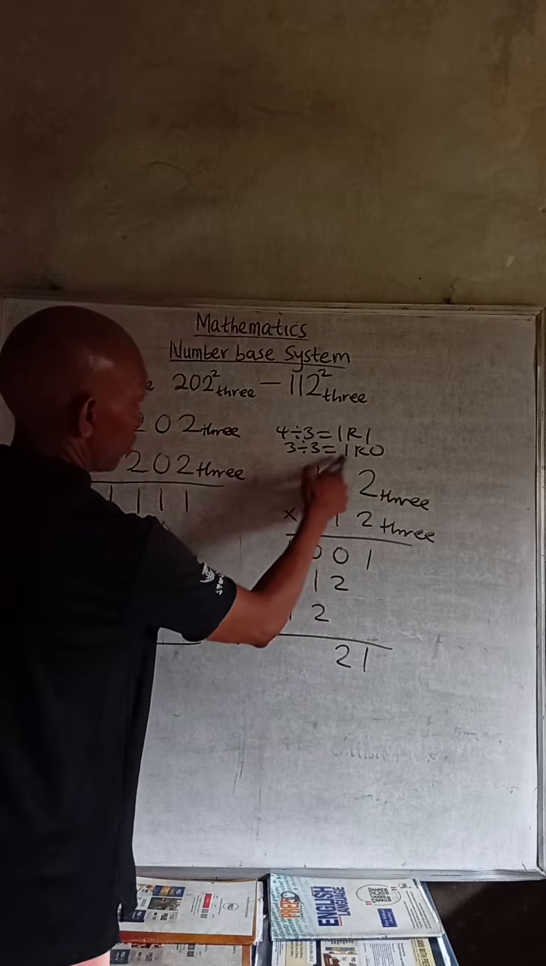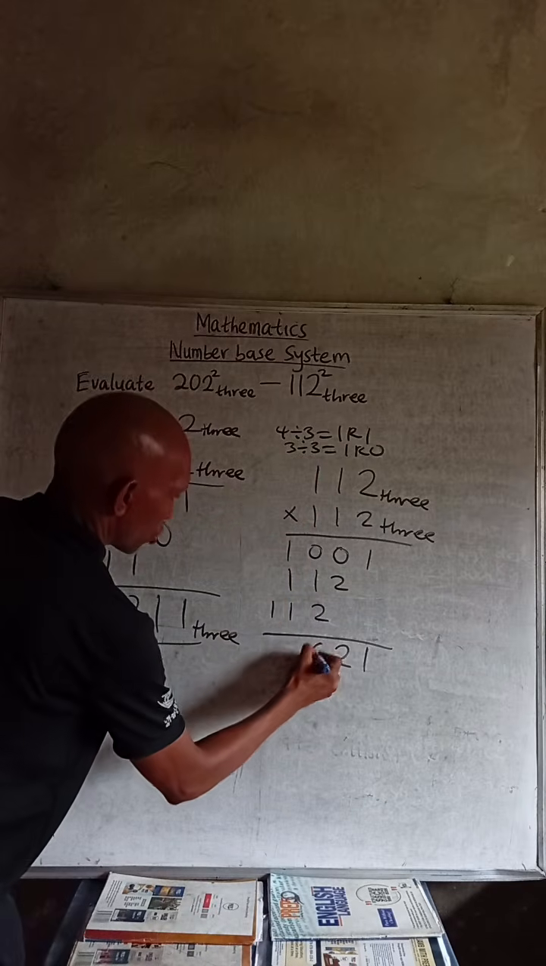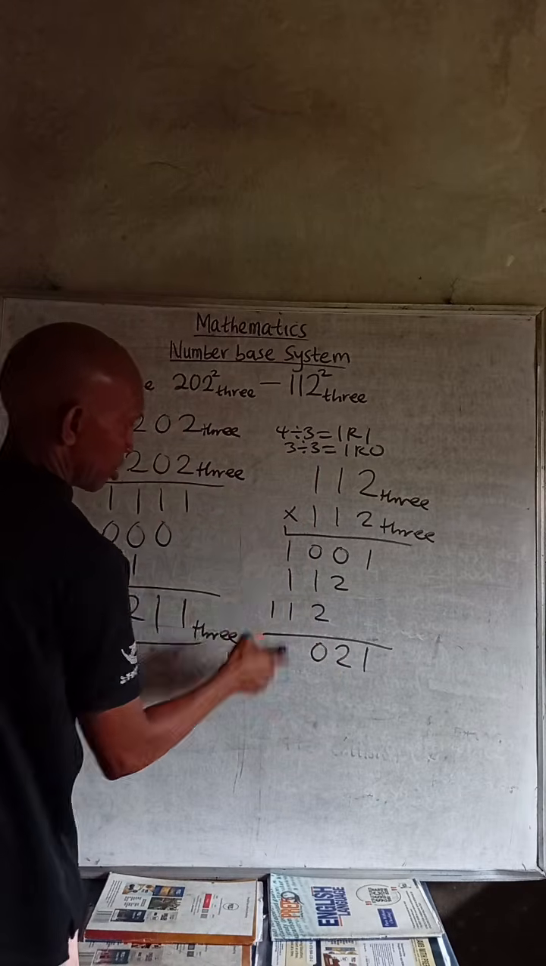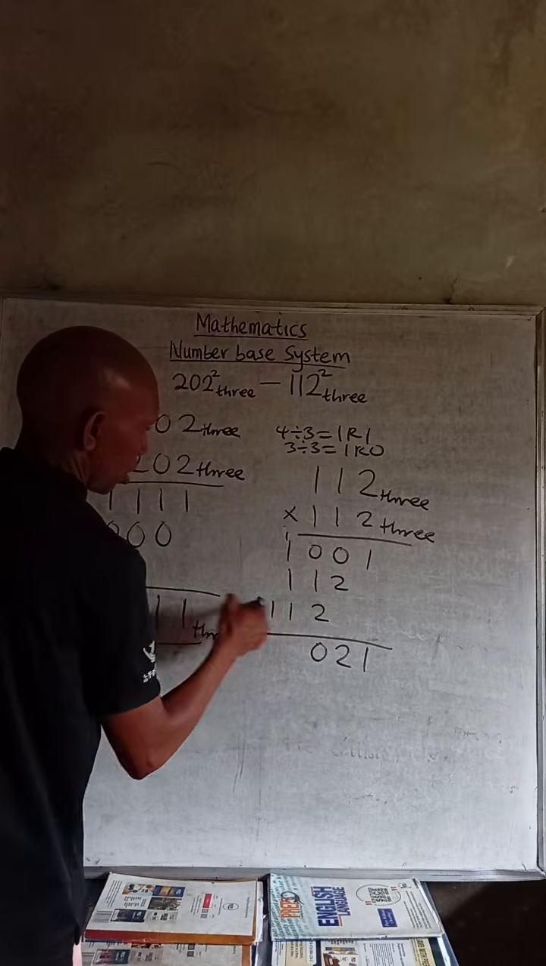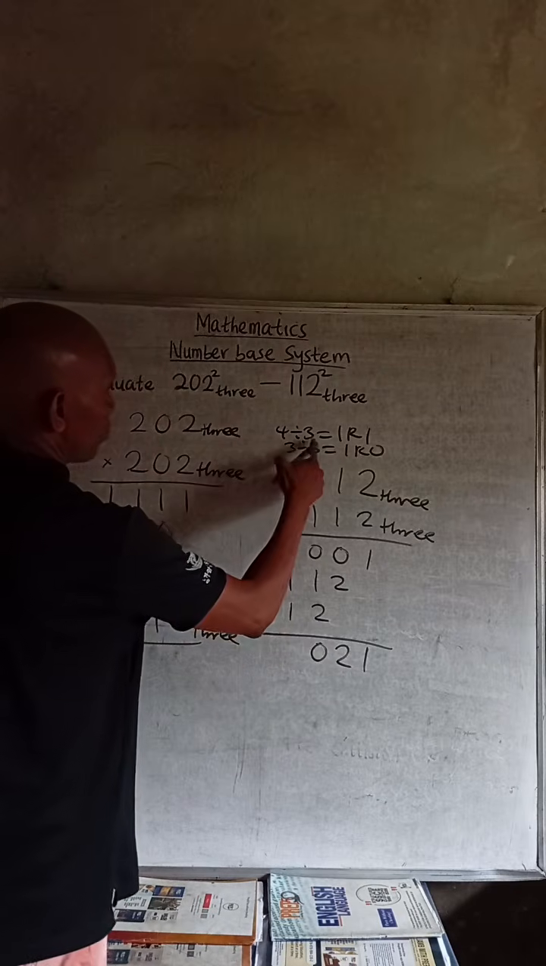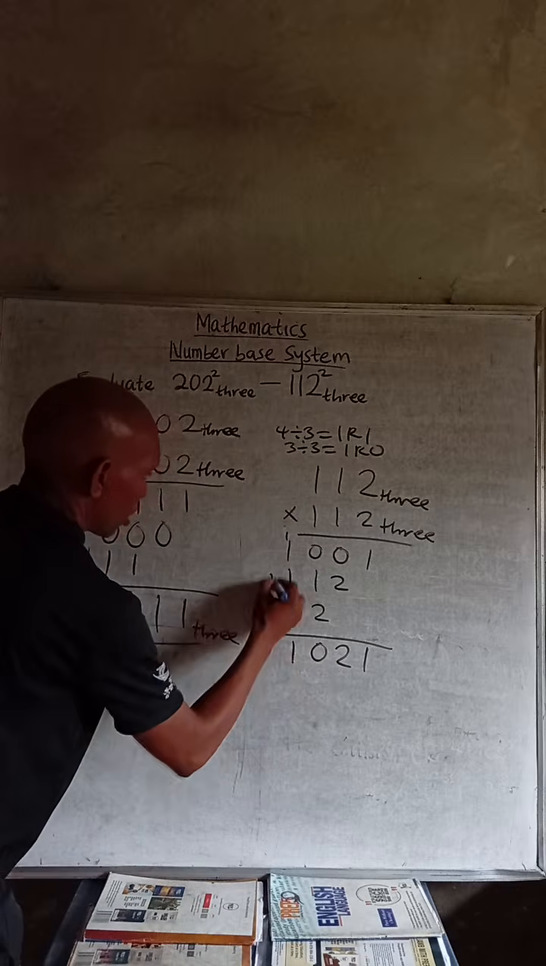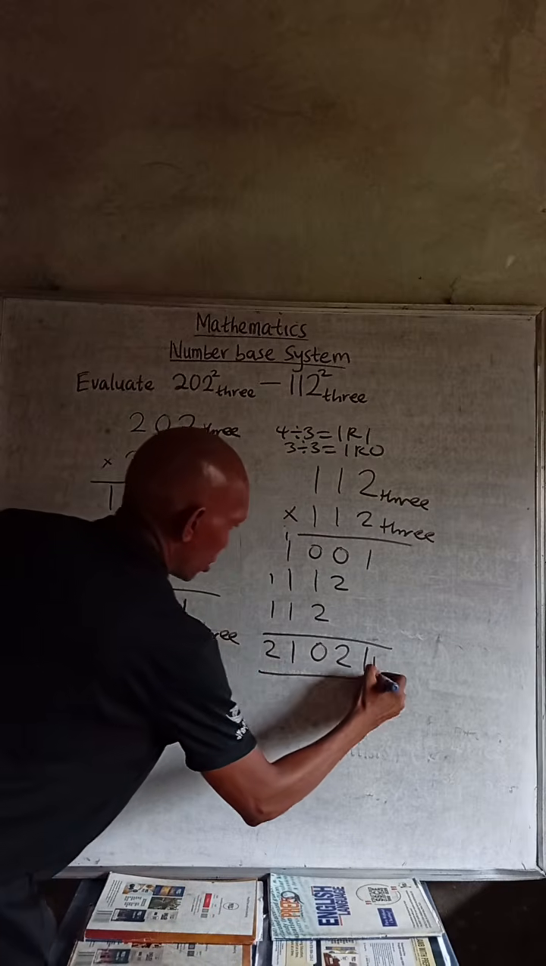You can't write it down. 3 divided by 3, 1 remainder 0. So you put down the 0 and carry 1. This will give you 4. 1 plus this will give you 4. So 4 divided by 3, 1 remainder 1. So write the 1 and carry 1. You have 2 here, this.